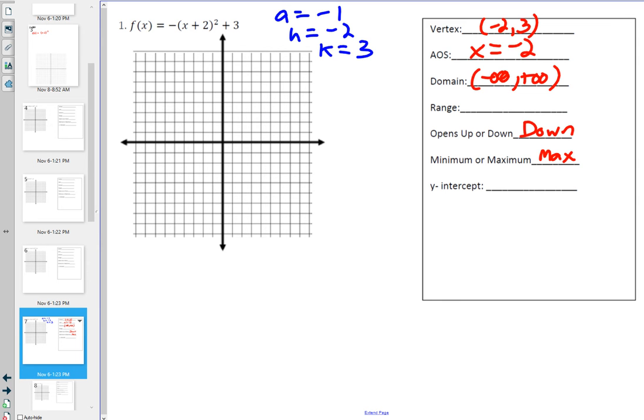It is going to start off at negative infinity because it's going down. Very good. Up until 3. Excellent on the bracket.